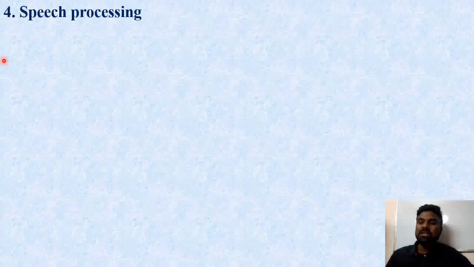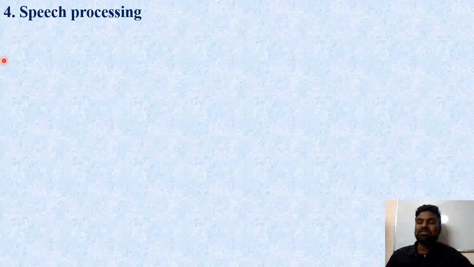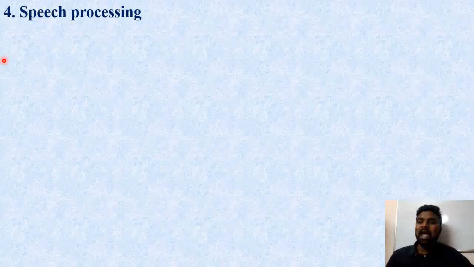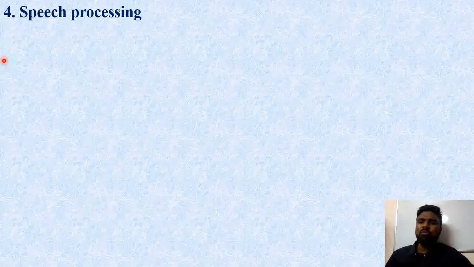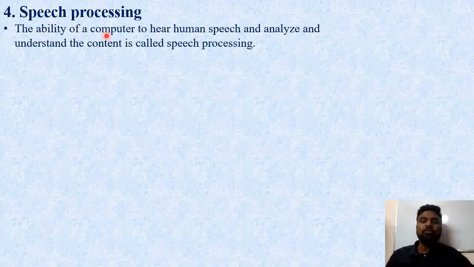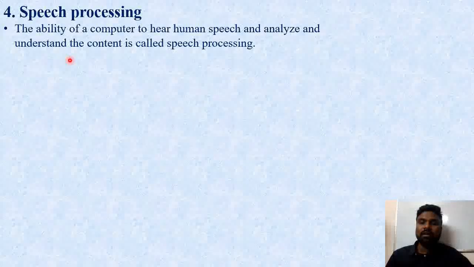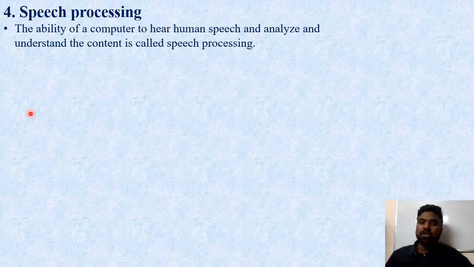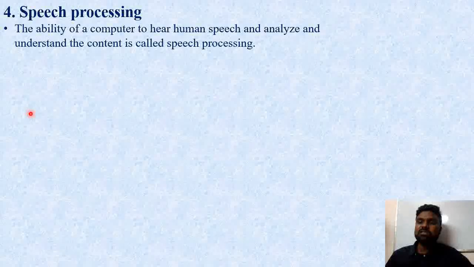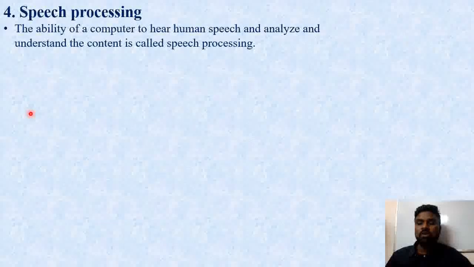That means the machine has to now interpret our instructions through our voice, and again respond to our instructions, that can be in the form of either text or speech. So the ability of computer to hear human speech and analyze and understand the content is called speech processing. So यहाँ पे हम बात कर रहे हैं मशीन की एबिलिटी, जिसमें वो आगे हमारे स्पीच को, हमारे वॉइस इंस्ट्रक्शंस को समझेगा और उसको एनालाइज करके प्रोसेस करेगा.